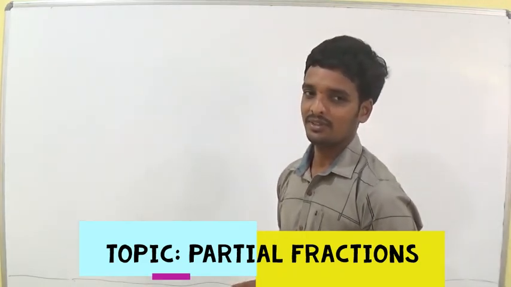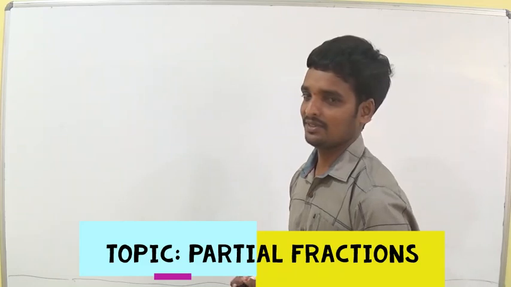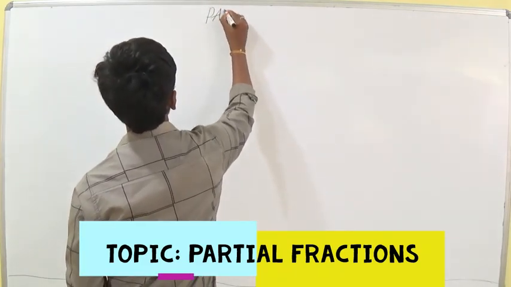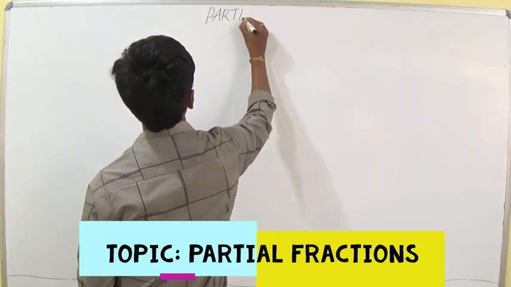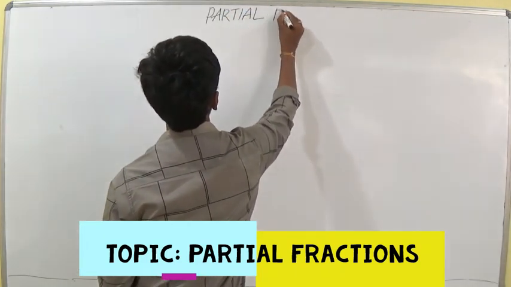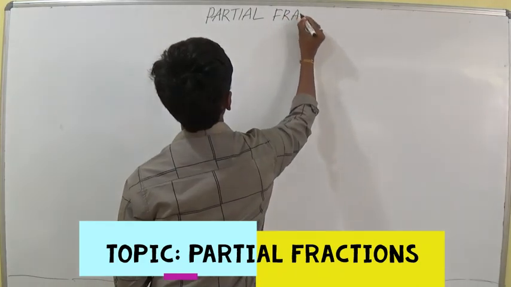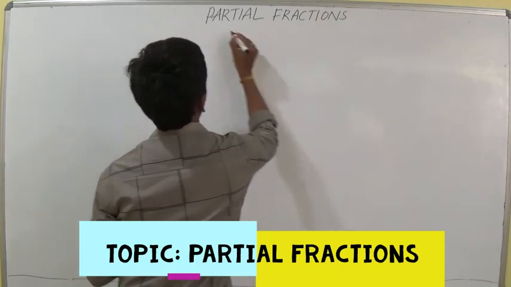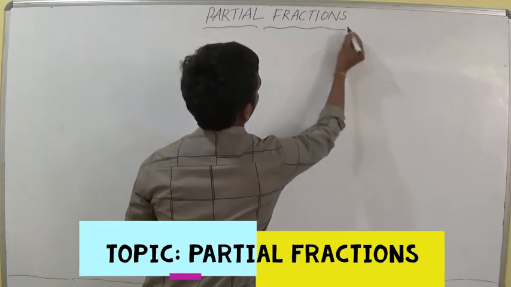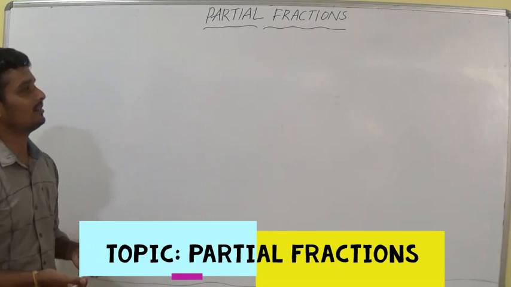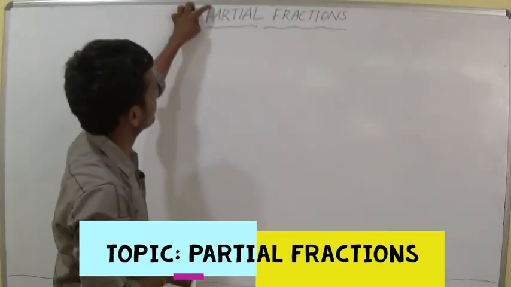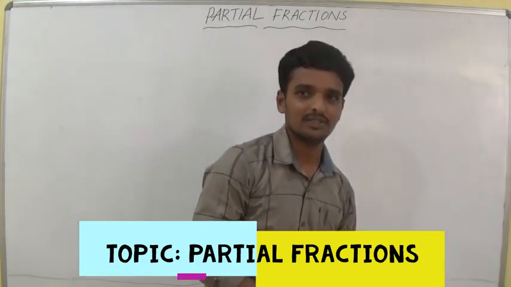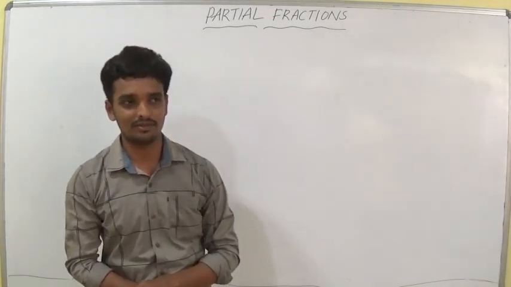In volume 1, the first chapter is partial fractions. So now we are discussing this chapter. The name of the topic is partial fractions. So what is partial fractions? What do we have to discuss in this chapter?